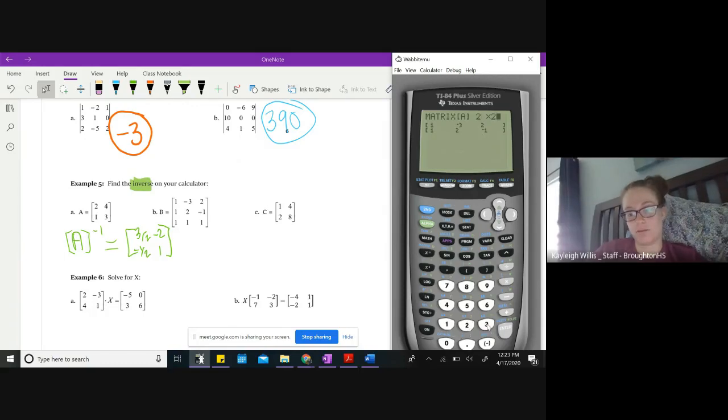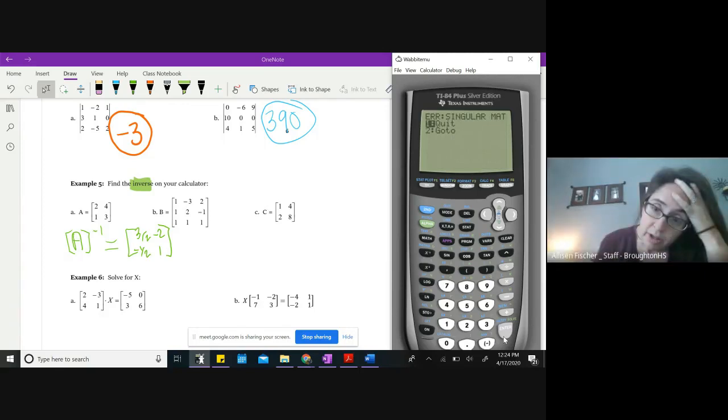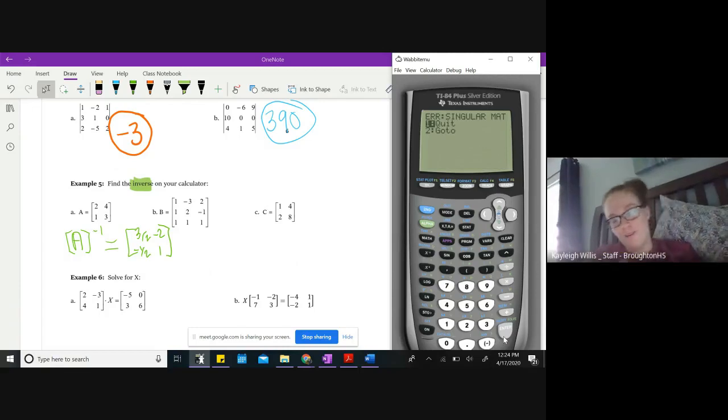Hopefully you're back now. 1, enter, 4, enter, 2, enter, 8. And then, ooh, I messed that up. 4, 2, 8. Enter. All right, so then I do second quit, second matrix, and I select my matrix, and then I hit the matrix button. Oh my goodness. Your calculator's broken. No, it's not.